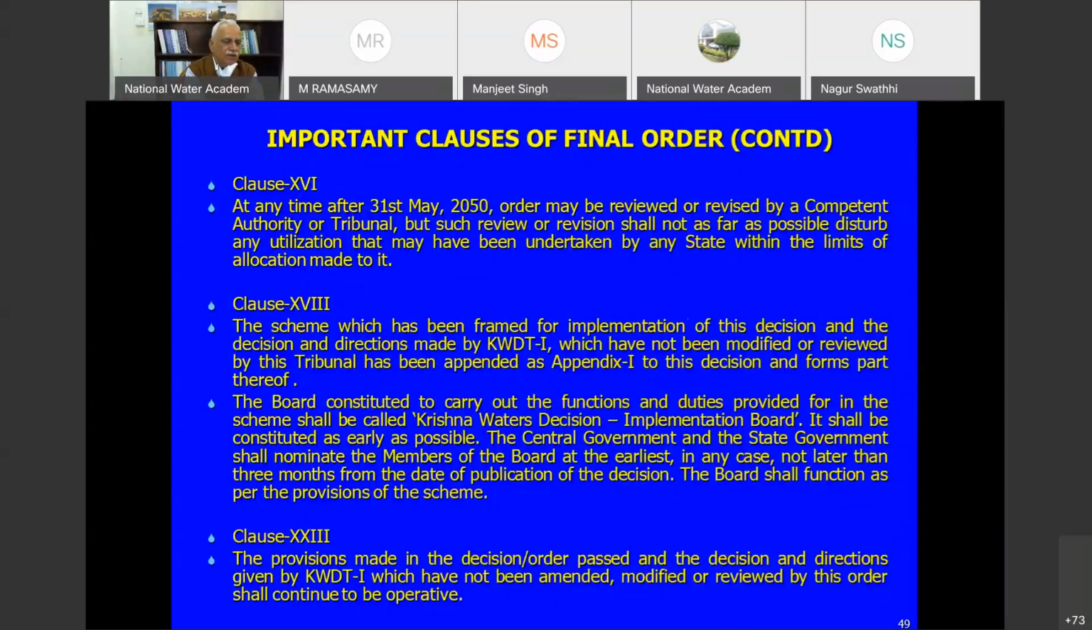Clause 20. The provisions made in the decision order passed and the decision and directions given by KWDT 1, which have not been amended, modified or reviewed by this order, shall continue to be operative. Next.